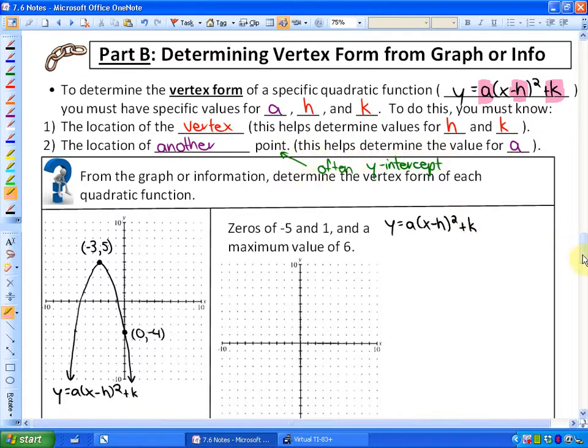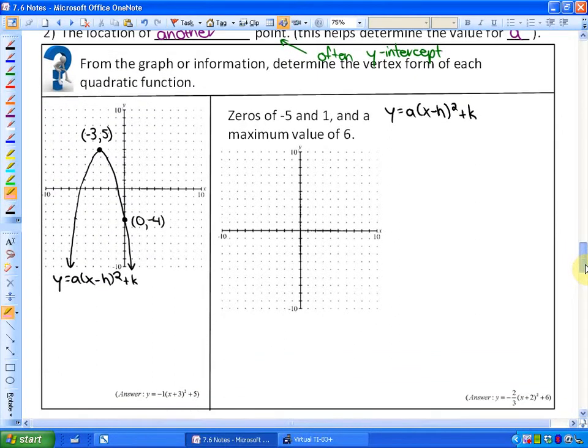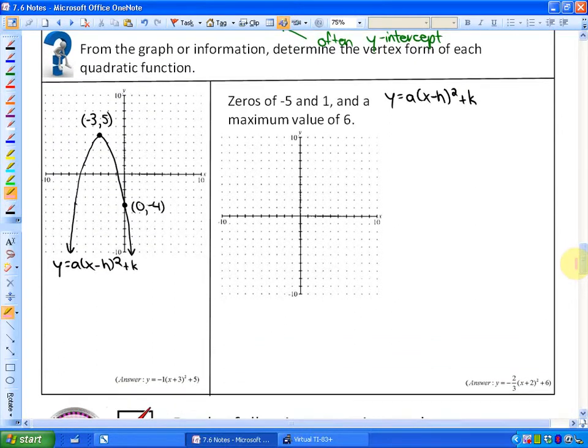So let's go ahead and look at this first question, which says, from the graph or information, determine the vertex form of each quadratic function. So from this particular vertex, we know that it's going to be the opposite of negative 3 in the brackets, which is plus 3, and the same as 5 on the outside, or the constant term on the end. So from the vertex, we know that the function is y is equal to a times x plus 3, that's the opposite of negative 3, squared plus 5.